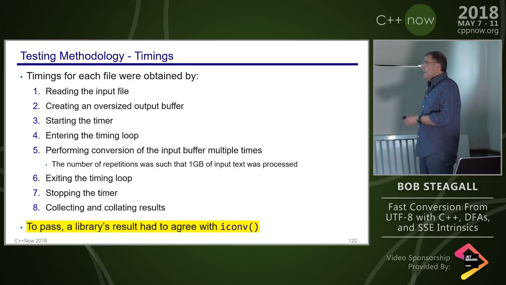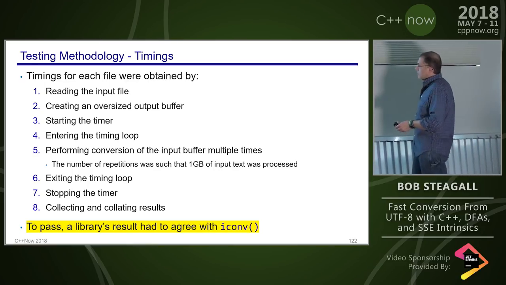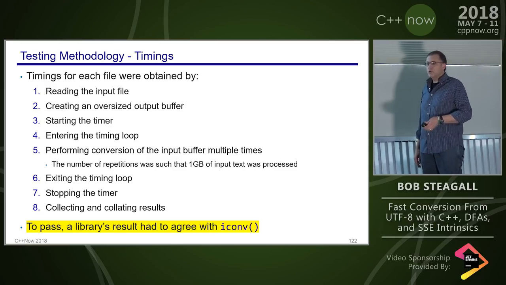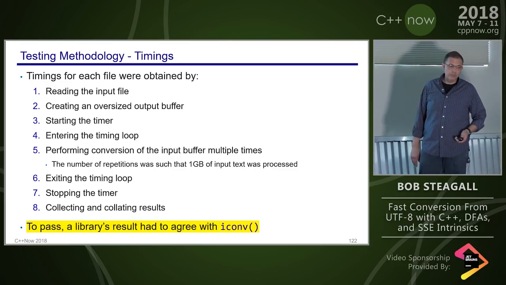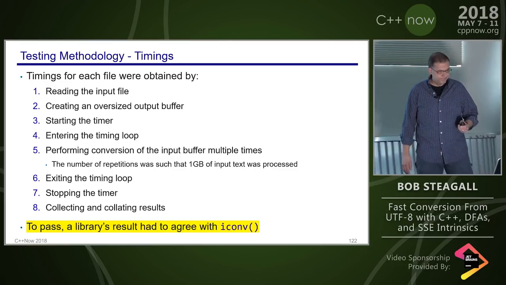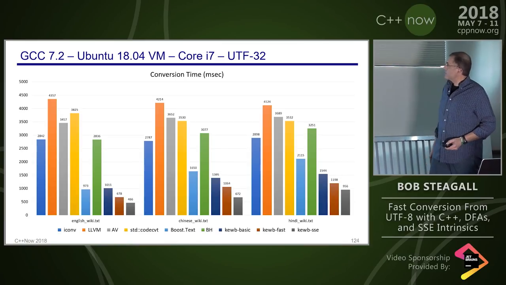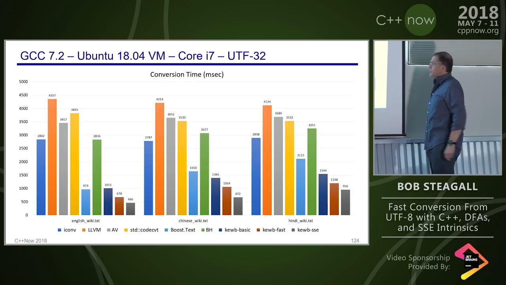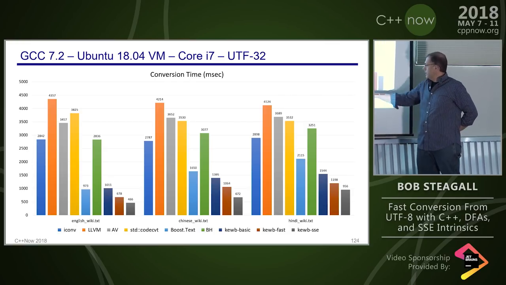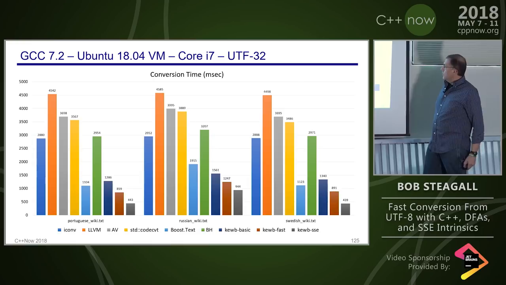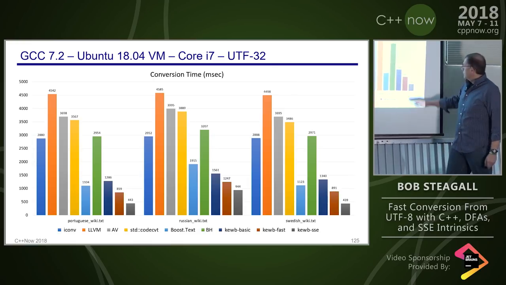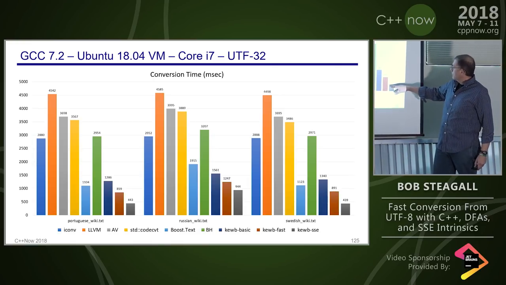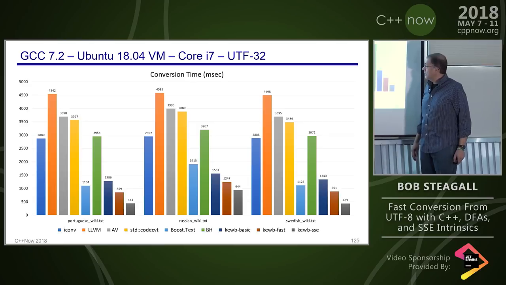At the end of the day, the output of every library for a given translation had to agree and be exactly the same as the output of every other library. So what do my results look like? Well, you've already seen this graph using GCC for English and Chinese and Hindi. For Portuguese and Swedish, you see that the relative performance for the SSE approach is sort of what it was for the English wiki, because there's a lot of ASCII in that file.